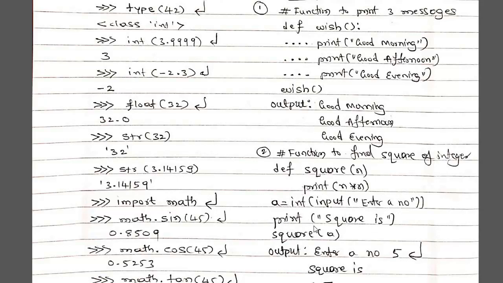I am passing this a to the square. This a will be transmitted to n. If the given input is 5, now a is having 5. 5 I pass here. 5 will be transmitted to n. 5 into 5, 25. Square is 25. By looking at these two examples, I think you understood what is a function.